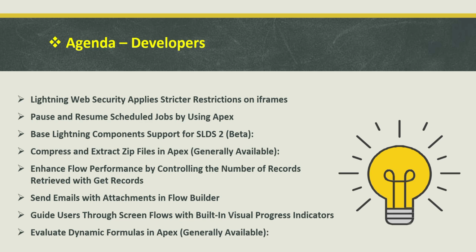Second is pause and resume scheduled job by using Apex. Third, base Lightning components support SLDS 2 beta. Fourth, compress and extract files in Apex, generally available. Fifth, enhance flow performance by controlling the number of records retrieved with Get Records. Sixth, send emails with attachments in Flow Builder. Seventh is guide users through screen flow with built-in visual progress indicators. And the last one is evaluate dynamic formulas in Apex.